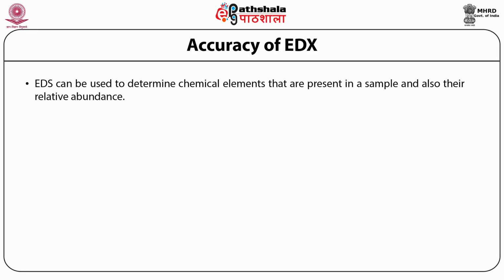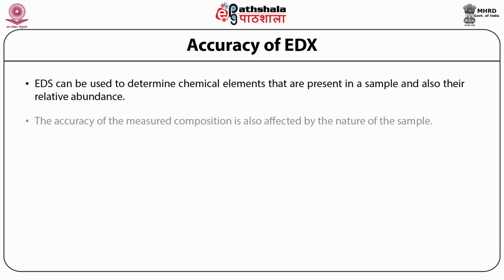EDS or EDX can be used to determine the chemical composition of a sample and also their relative abundance. The accuracy of quantitative analysis of the sample composition is affected by various factors. Many elements will have overlapping X-ray emission peaks. For example, the titanium K beta, vanadium K alpha, manganese K beta and iron K alpha. The accuracy of the measured composition is also affected by the nature of the sample.